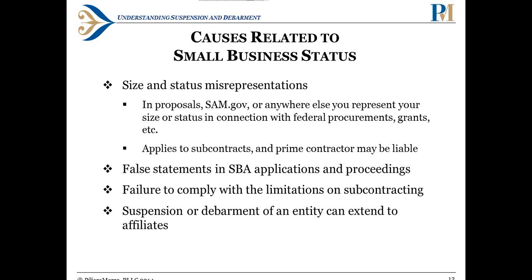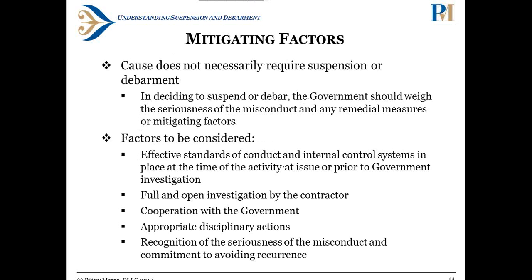Suspension or debarment can extend to affiliates, and I think Alex will talk a little bit about that, and I'm going to turn it over to him here in a minute. But affiliates has an important connotation from a small business standpoint. It can extend to your affiliates, companies who you are actually affiliated with, you acknowledge affiliation with, and it could extend to companies that you're found to be affiliated with. So it's important to keep that in mind.